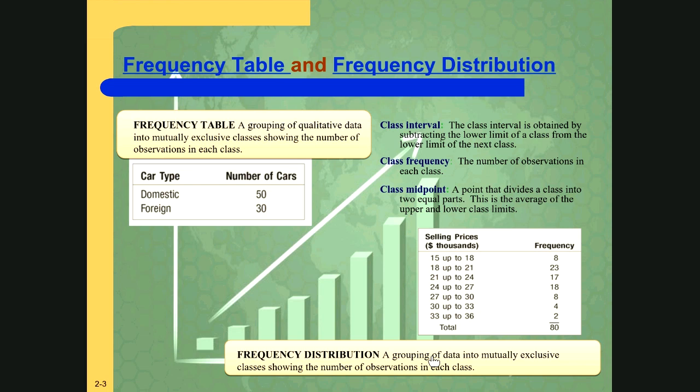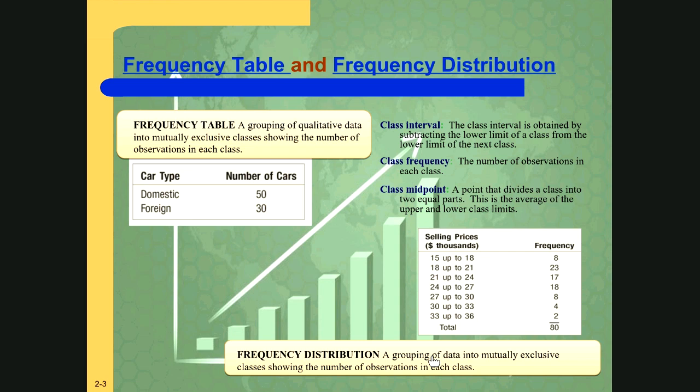A class frequency is the number of observations in each class, which is in that little box at the bottom right with selling prices. Those frequencies are part of that class. And the total number is 80 for that particular example. And the class midpoint is a point that divides a class into 2 equal parts. This is the average of the upper and lower class limits.